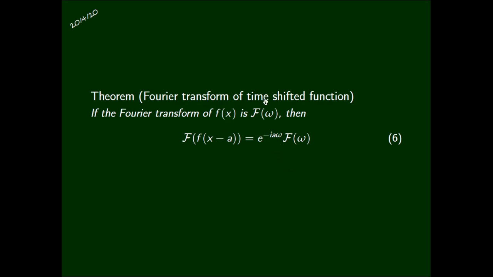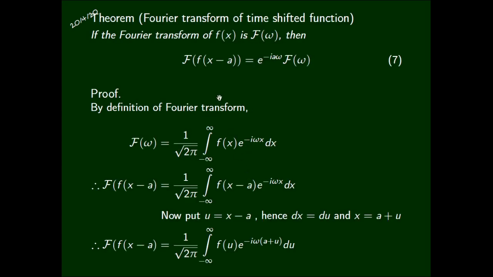Next is the Fourier transform of a time shifted function. That is, a function f of x is shifted by a units. That is, the Fourier transform of f of x minus a is equal to e raised to minus i omega a into f bar of omega. That means when there is a time shift of a units, in the transform domain it is equal to multiplication by e raised to minus i omega a.